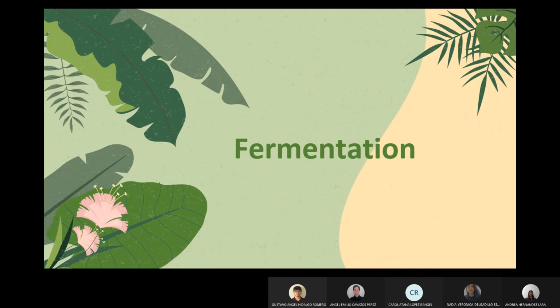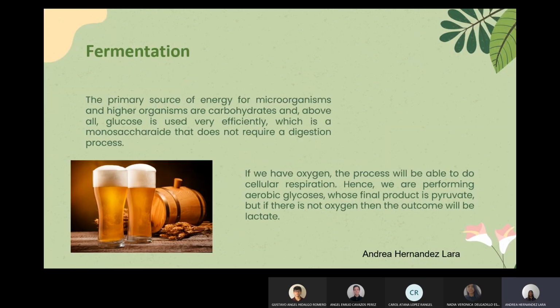Fermentation. A primary source of energy for microorganisms and higher organisms is carbohydrates, and above all, glucose is used very efficiently, which is a monosaccharide that does not require a digestion process. If we have oxygen, the process will be able to do cellular respiration. Hence, we are performing aerobic glycolysis, whose final product is pyruvate. But if there is no oxygen, then the outcome will be lactate.